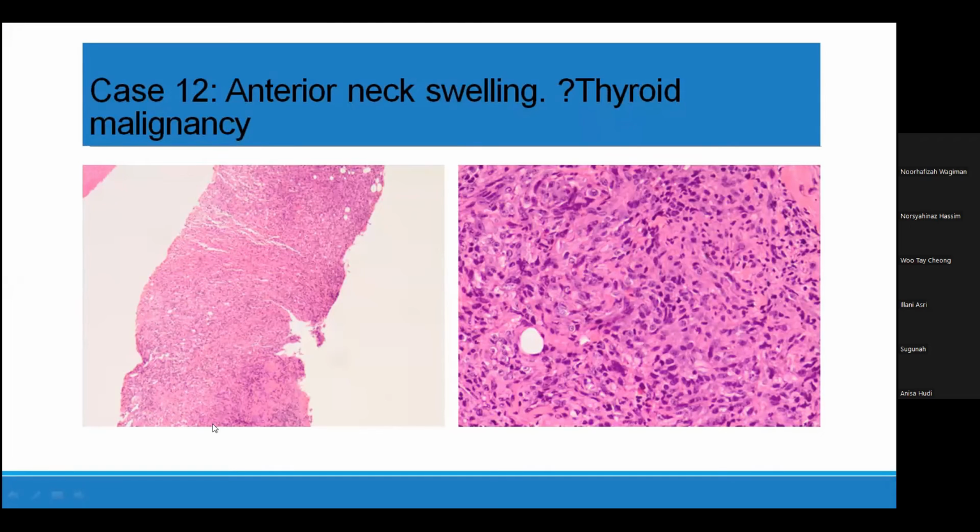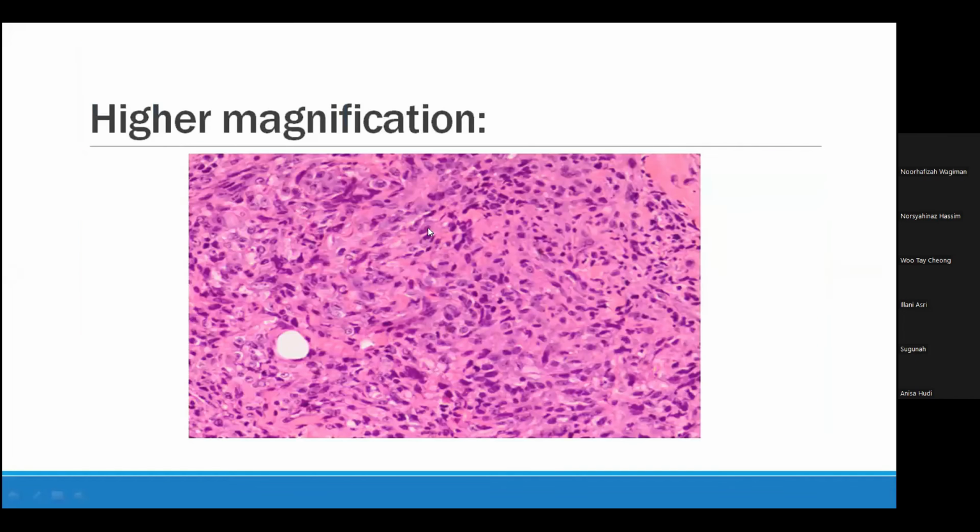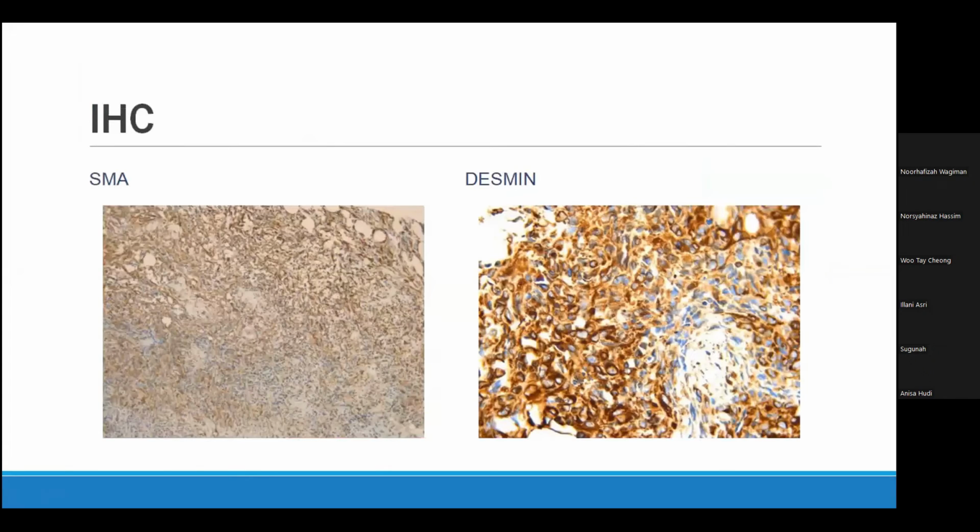So this was a core biopsy done in one of the neighboring hospitals, and this is atypical spindle cells. They have eosinophilic cytoplasm, and this is on higher magnification. You can see this is abnormal. It's definitely malignant, and they have quite a moderate amount of eosinophilic cytoplasm. So are they anaplastic or not? That is the question.